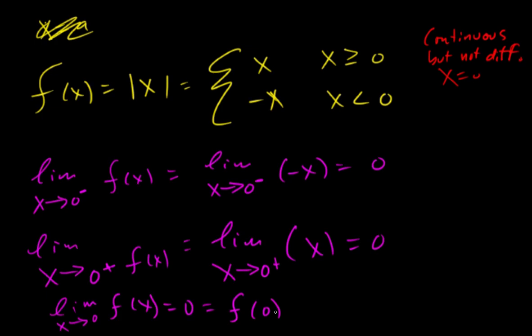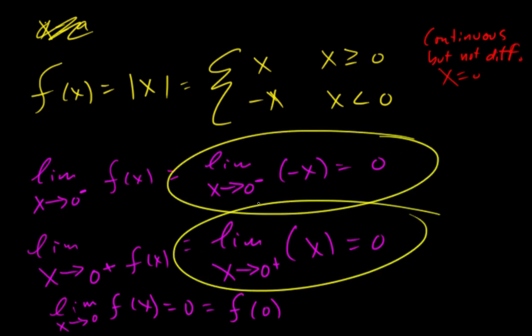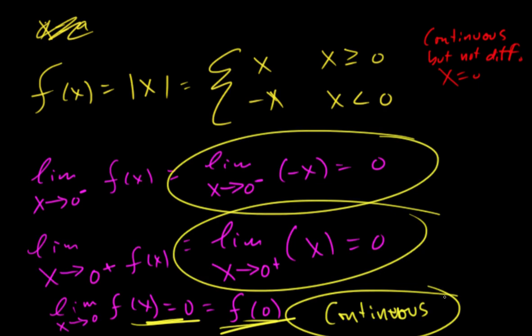So therefore, remember, for the limit to exist, both sides have to be the same. Both the limit from the left and the limit from the right have to be the same. And then if the limit is equal to the y value, then we know that it's continuous. So we know it's continuous at x equals 0.